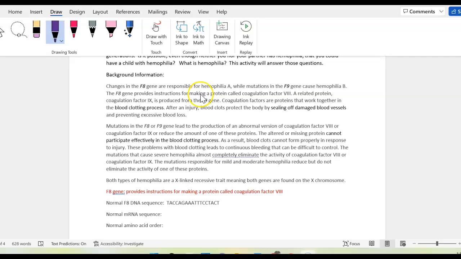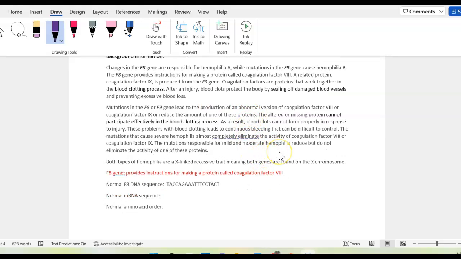The F8 gene provides instructions for making a protein called coagulation factor 8. That's why it's called F8. A related protein called factor 9 is produced from the F9 gene. And both of these proteins are involved in your body's ability to clot blood, or to basically form a plug in your blood vessels. So mutations in either one of these genes can lead to an abnormal version of either coagulation factor 8 or 9.